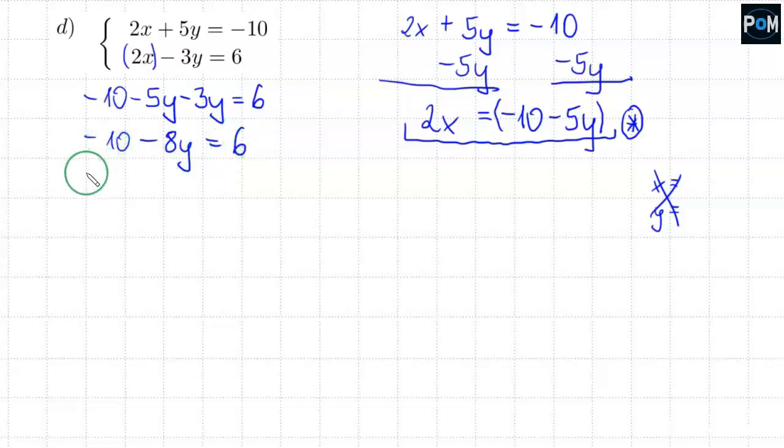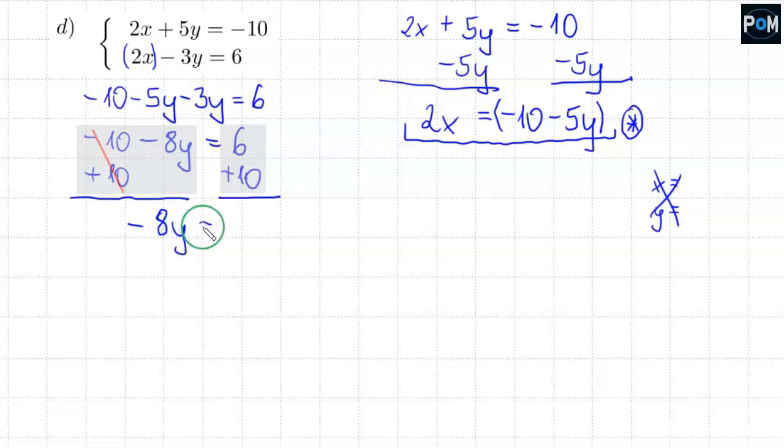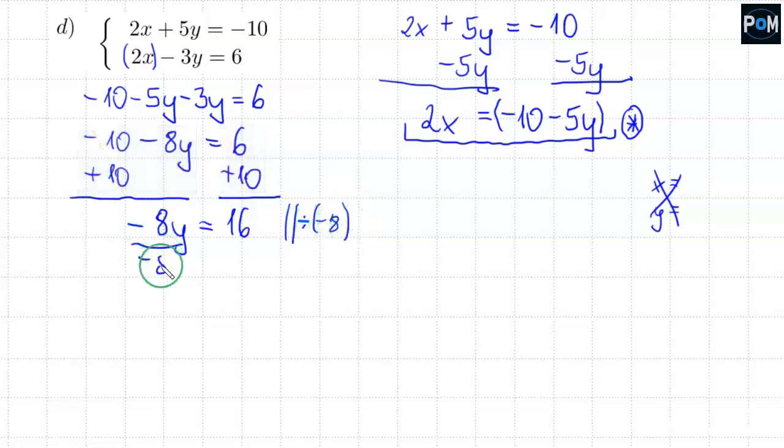I don't want this 10 here, so I'm adding 10 here and adding 10 here. 10's cancel out. We get minus 8y, which equals 6 plus 10, making 16. Divide everything by minus 8. Minus 8 at the bottom, minus 8 at the bottom. And it turns out that y will equal 16 divided by minus 8, which is minus 2. And I have y calculated.